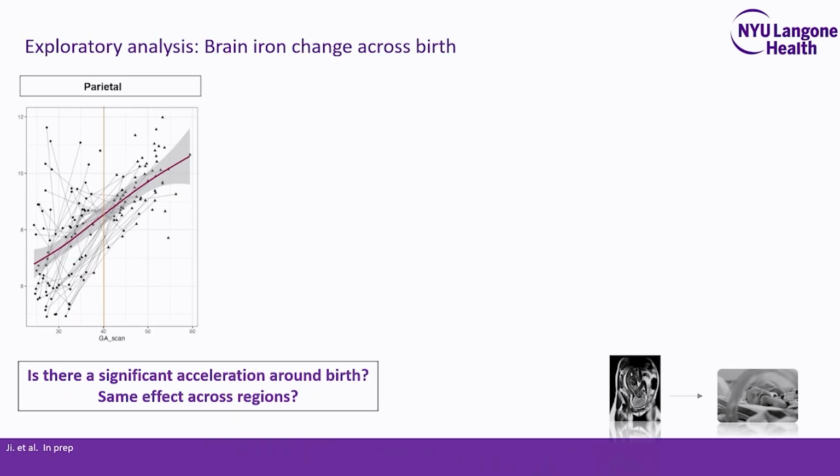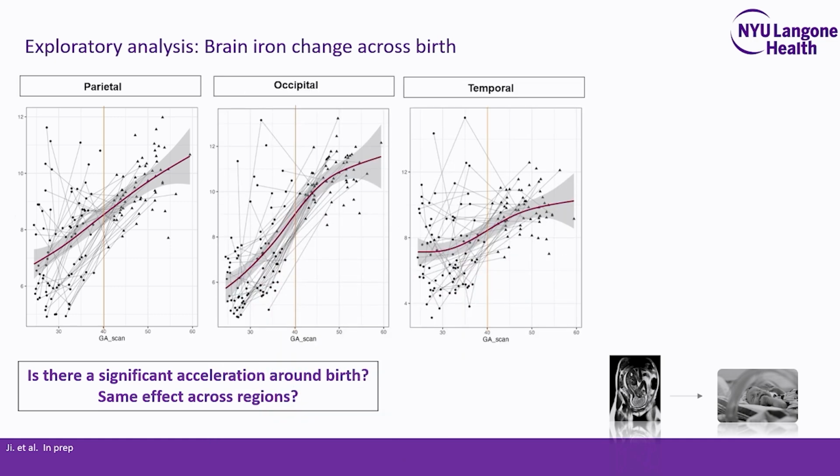We plot the trajectory across the lobes. First, in the parietal lobe, we do see rapid change both before and after birth. There is a constant increase of iron during this perinatal period. And interestingly, in the occipital and temporal lobes, they share a similar pattern: an accelerated increase around the birth event. It goes pretty fast before birth and slows down after birth.